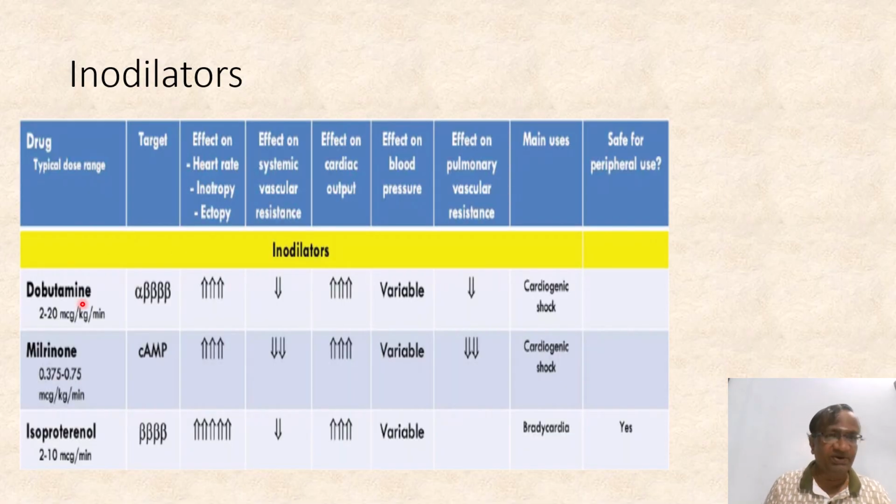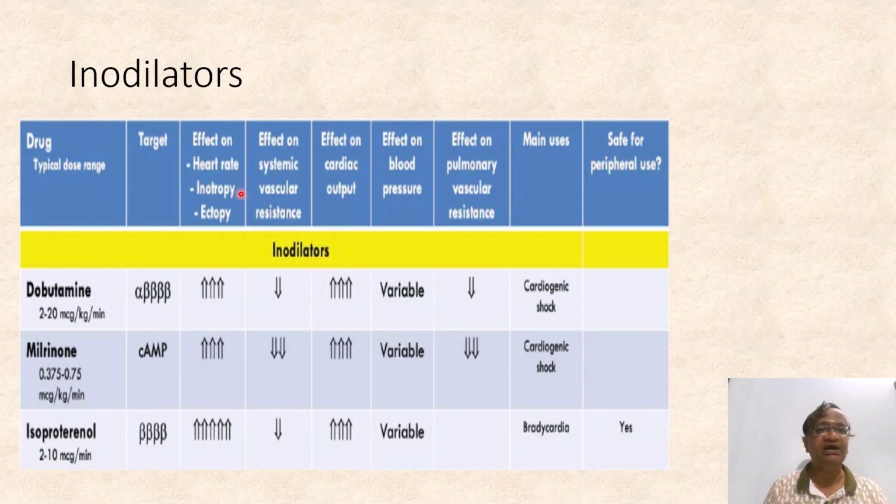That is why we know dobutamine, beta: heart rate is increased and SVR is decreased. Because it vasodilates, cardiac output is increased, PVR is decreased. So the ideal use is cardiogenic shock. Milrinone is also for cardiogenic shock, but here the effect on cardiac output is more. But here you see, SVR decreases more with milrinone.